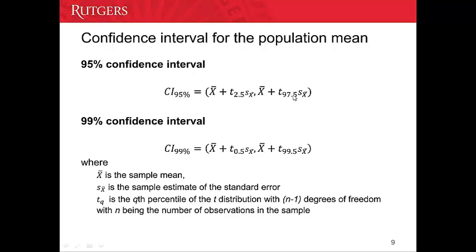For this part, t97.5, 2.5% of observations in the t-distribution lie above this value. The 97.5th percentile of the t-distribution is a positive value. When we add this part to the sample mean, we increase the value.